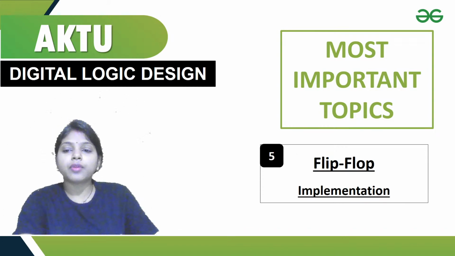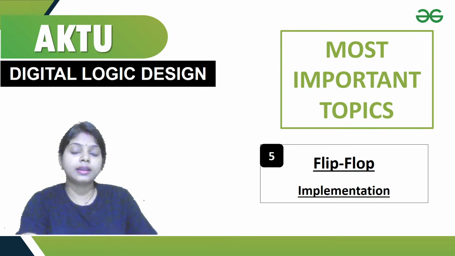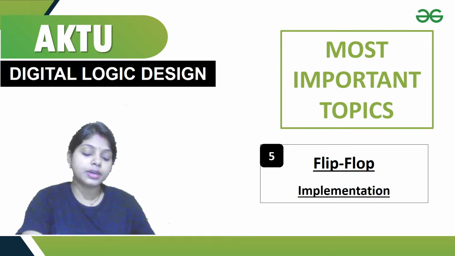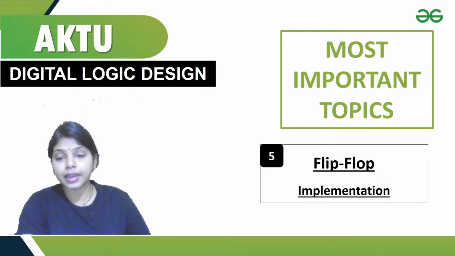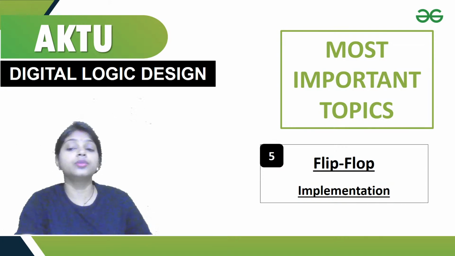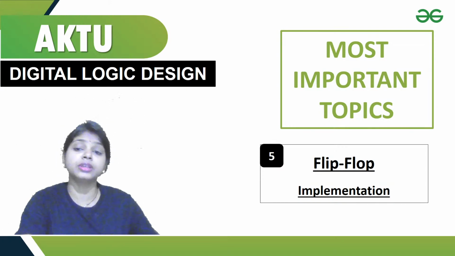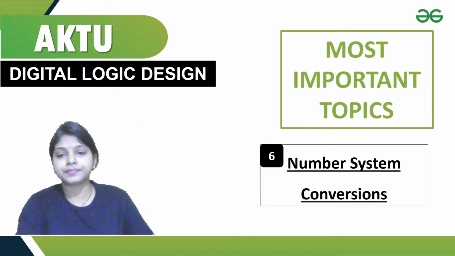Next one is your flip-flop implementation, right? So as I have already told you, in unit third, unit 4, flip-flop is there. So you must know each and every flip-flop, their truth table, their characteristic table, right? How to create logic gate functions, right? Each and everything you must know, right? How they are different to each other, right?